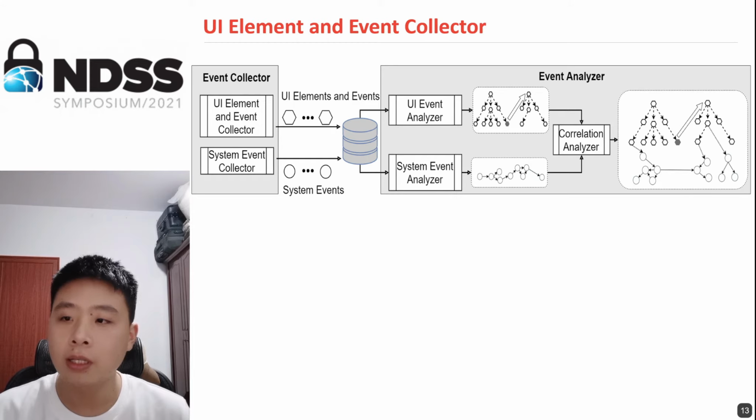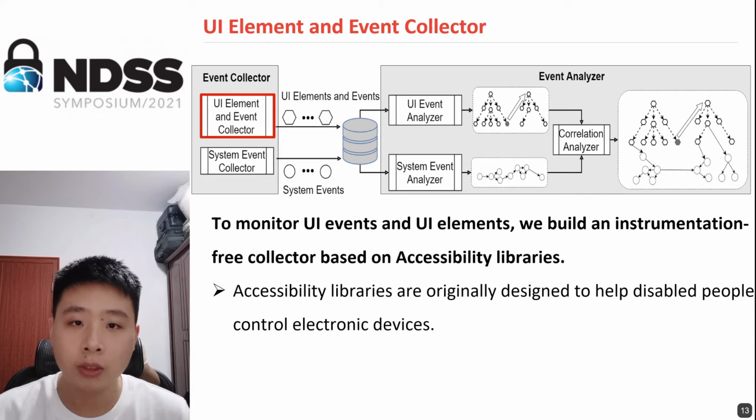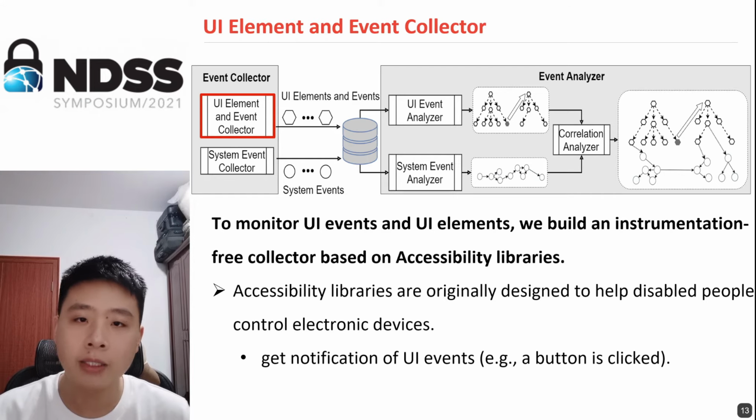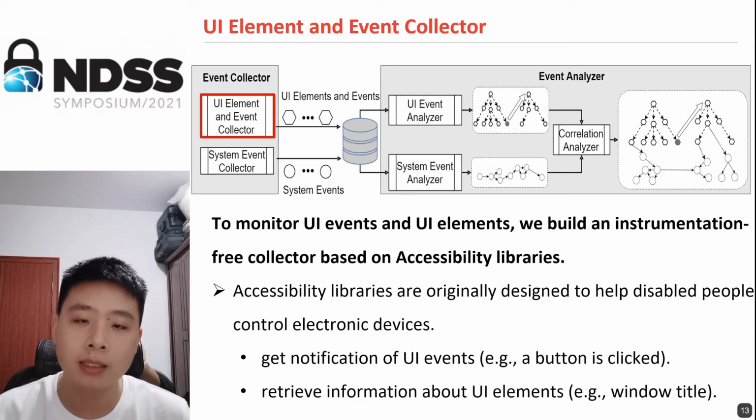To monitor UI logs, we build an instrumentation-free collector based on the accessibility library. Accessibility libraries were originally designed to help disabled people control electronic devices. It provides UIScope two capabilities. First, get notification of a UI event, like a button being clicked. Second, retrieve information about UI elements, like the title of a window.